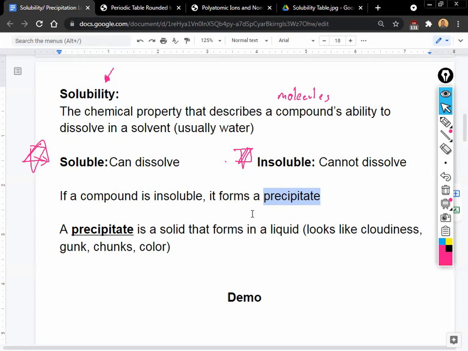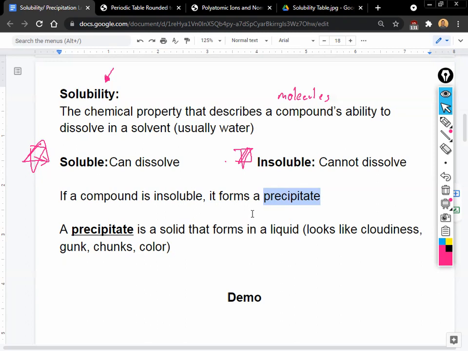Okay? And you can tell because you'll see some type of cloudiness, some type of gunk, chunks forming, or some kind of color change happen out of nowhere. Okay. All right, so up here I have two different solutions, two different liquids, right? And they're both clear. They're both soluble. They both contain a compound that's soluble.